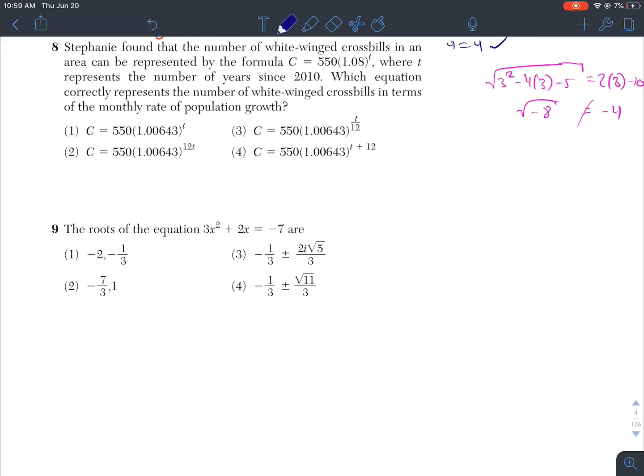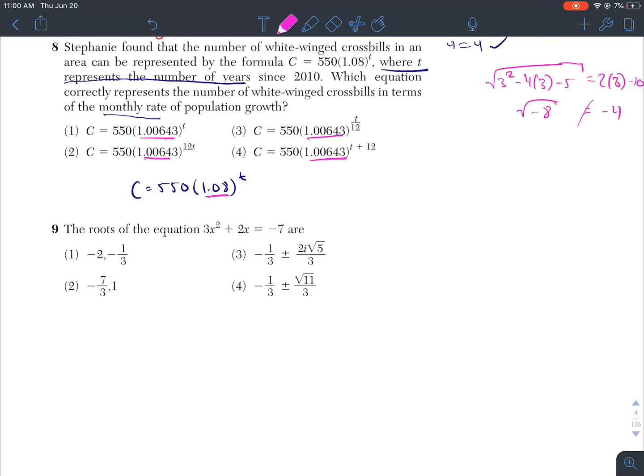Stephanie found that the number of white-winged crossbills in an area can be represented by the formula C equals 550 times 1.08 to the t power, where t represents the number of years since 2010. Which equation correctly represents the population of white-winged crossbills in terms of the monthly growth rate? So the only thing that's going to be different between ours is this value and the growth rate per month.